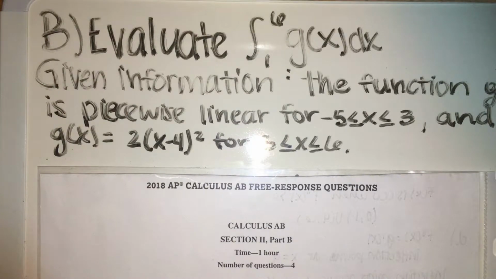Today I'm going to be showing you how to do the 2018 AP Calculus AB Free Response question number 3, Part B. Part B asks you to evaluate the integral from 1 to 6 of g of x dx. Our given information tells us that the function g is piecewise linear from -5 to 3, and g of x is equal to 2 times quantity x minus 4 squared from 3 to 6.